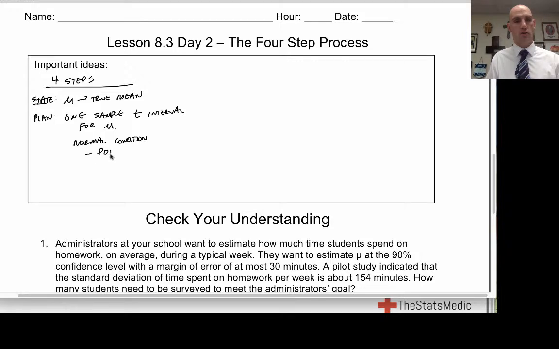So either the population is normal. This is what we were talking about, right? If it says the population is normal, then the sample would be normal. Or we have a number greater than 30 in our sample, which would allow us to use the central limit theorem. Or if we have less than 30 and no normal distribution, we could say that its sample shows no strong skew or outliers.